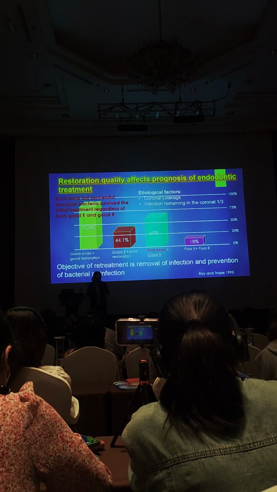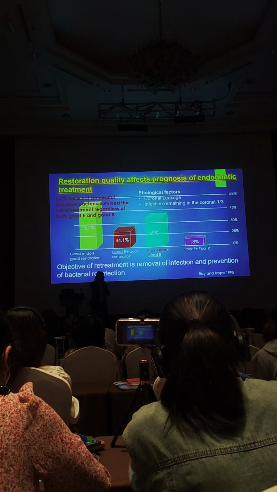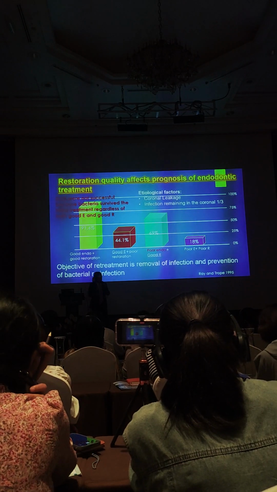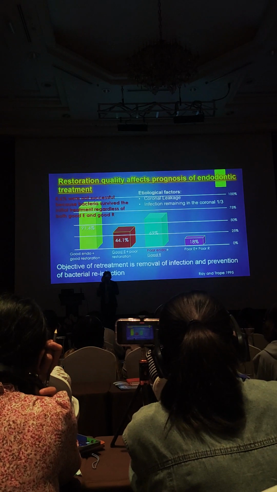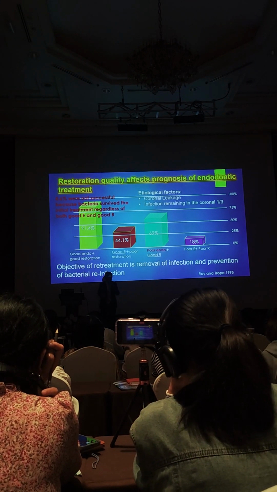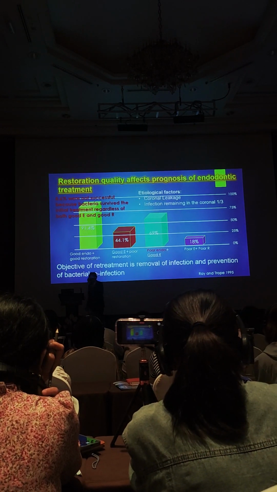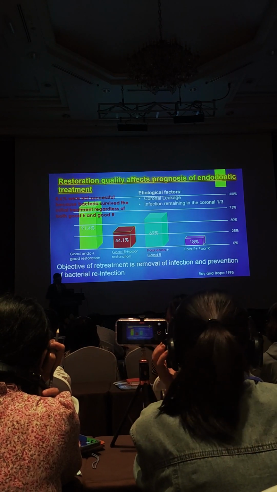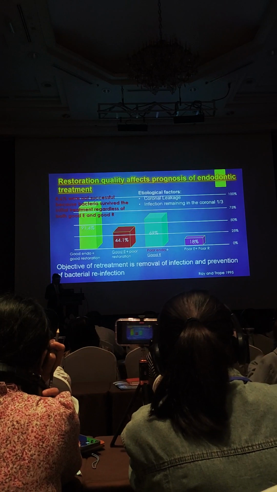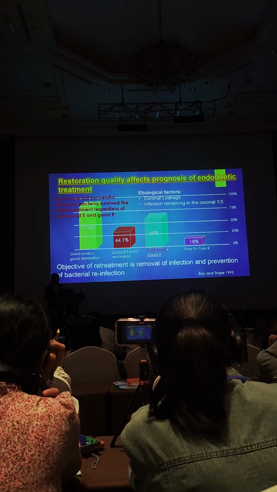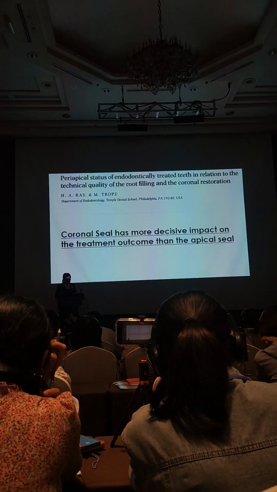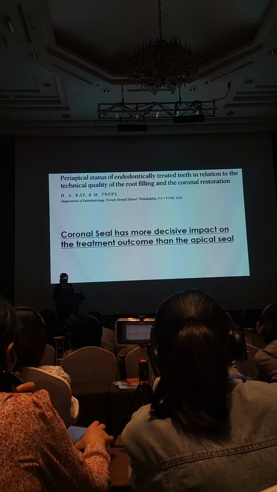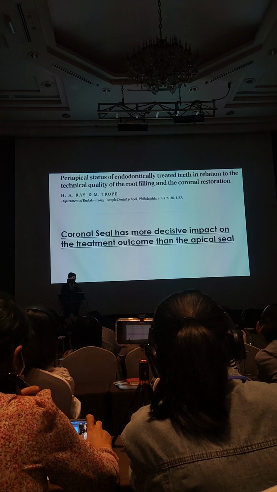So that's why if you have the cap, if you have the crown with good marginal adaptation, there is no space for the bacteria to come into the root canal. So it's very important to have a good coronal restoration without any space around it. So coronal seal has a more decisive impact on the treatment outcome than the apical seal.